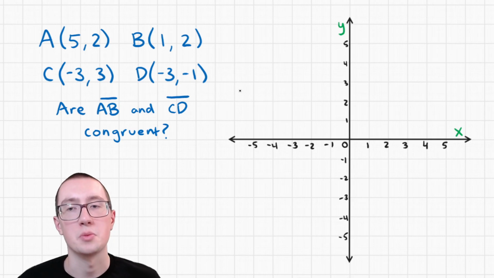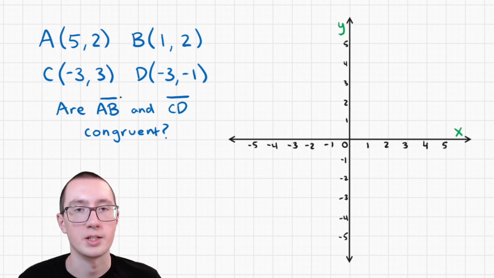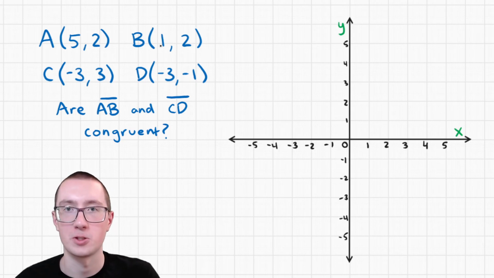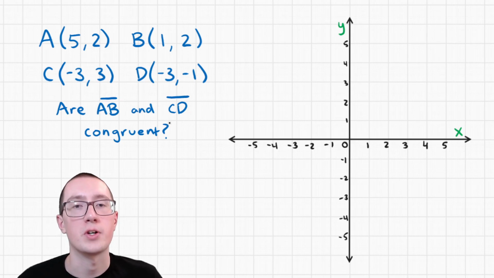So here's the graphing problem that we're going to be using the ruler postulate for. Basically, we have 4 points here, and we're going to draw a line segment, technically not a line because it doesn't go infinitely. We're going to draw it between A and B, and we're going to draw it between C and D. And then we have to tell if they're congruent. So let's just start by plotting these points.